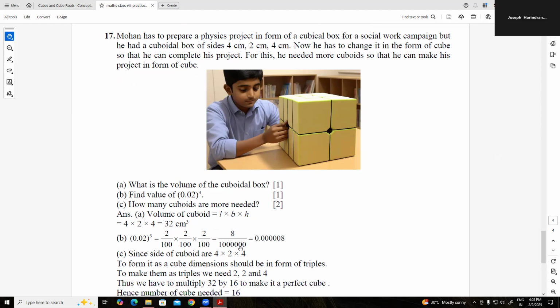1 million, 6 zeros. So there should be how many places? 6 decimal places, including that 8. So 0 point, you add 5 zeros and then put 8. And this is the value of 0.02, the whole cube. Understood this one? Just go through this.